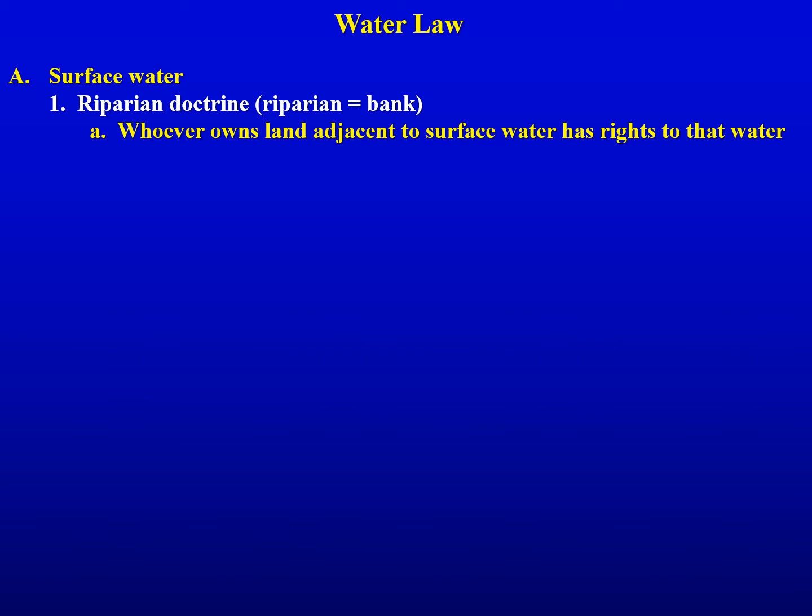The water right that you have really depends on where you live. This first water law that I have listed here is something called the riparian doctrine. Riparian is a scientific term for a riverbank. It's the area along the bank. So what this law says is that anybody who owns land adjacent to a lake, stream, or river has rights to the water. You can use some of that water.